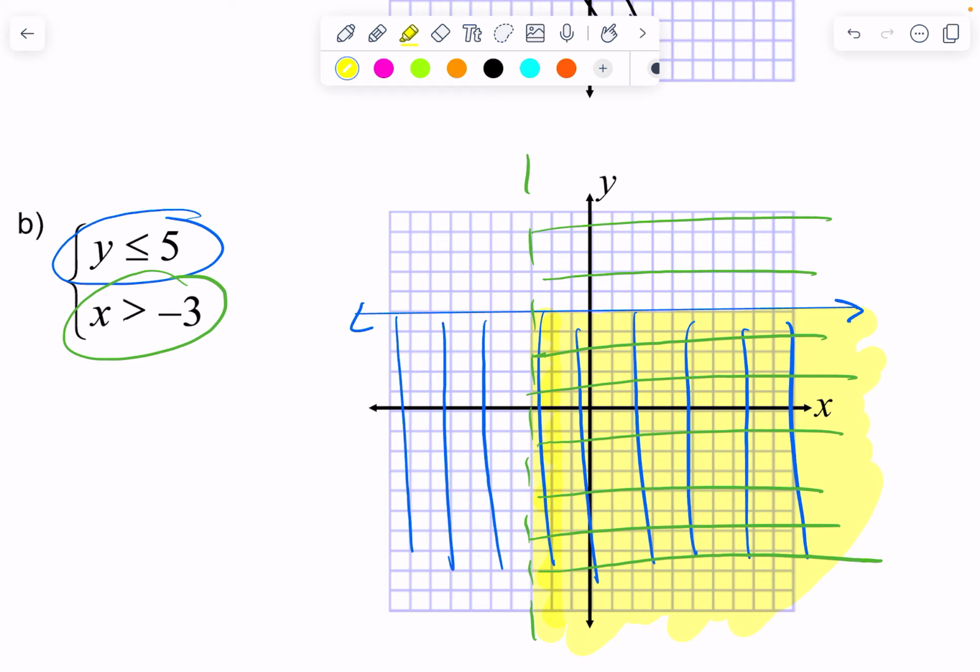All right, so I hope that helps out. I hope that makes it very easy. All right, let's get to some word problems now.